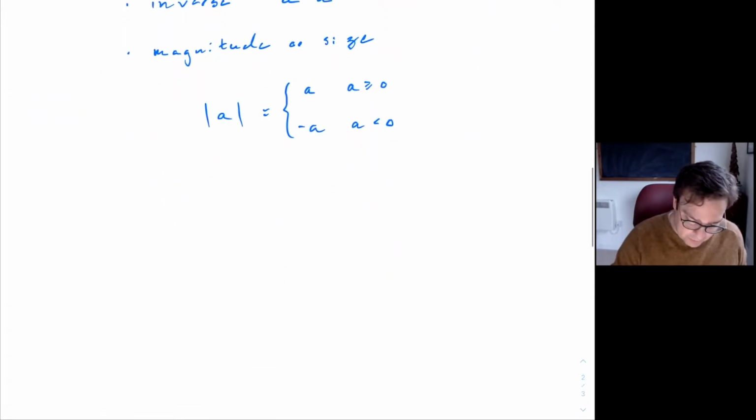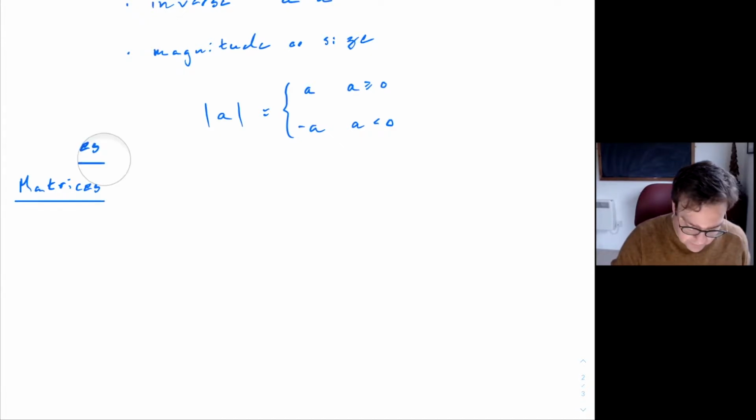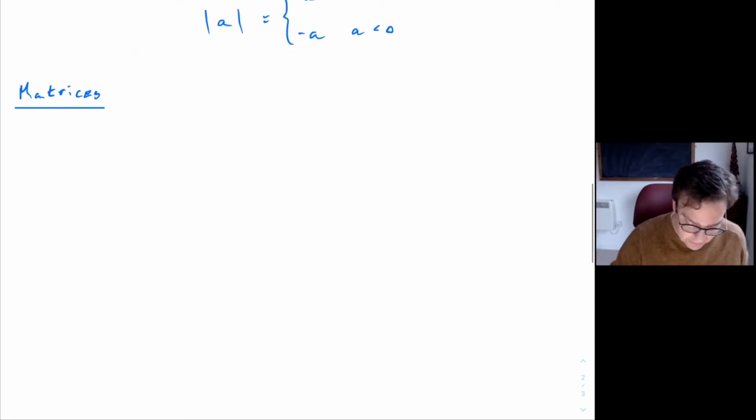And we want to reproduce those kinds of concepts for more interesting mathematical objects. So we'll do that now. We'll start off with matrices, see how far we can get. So matrices, which is the plural of matrix. These guys are a grid of scalars.